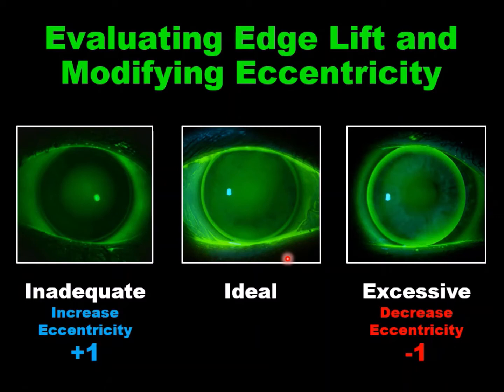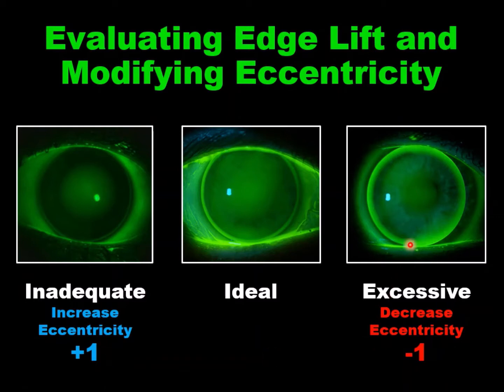If you have that ideal edge lift, then we know the eccentricity of the lens is matching very closely the eccentricity of the eye, and changes aren't required. However, if you have a lens that has the appropriate apical clearance, it has the appropriate sagittal depth, however, it has inadequate edge lift. If it's too tight, we need to increase the eccentricity of the lens to better match the eccentricity of the eye. So you would order standard +1 as the standard adjustment to improve edge lift.